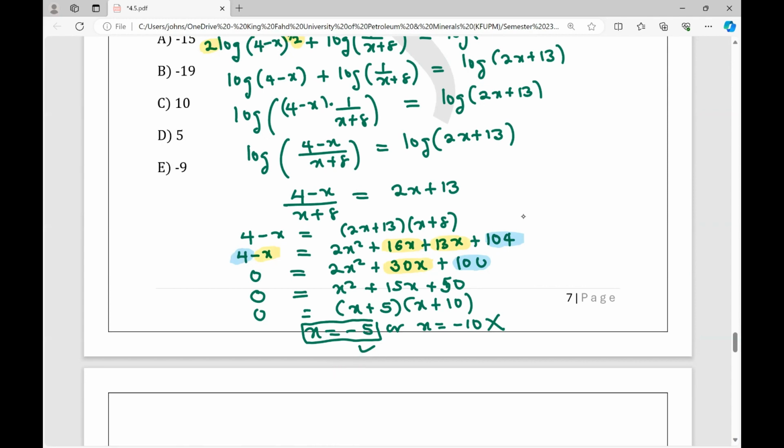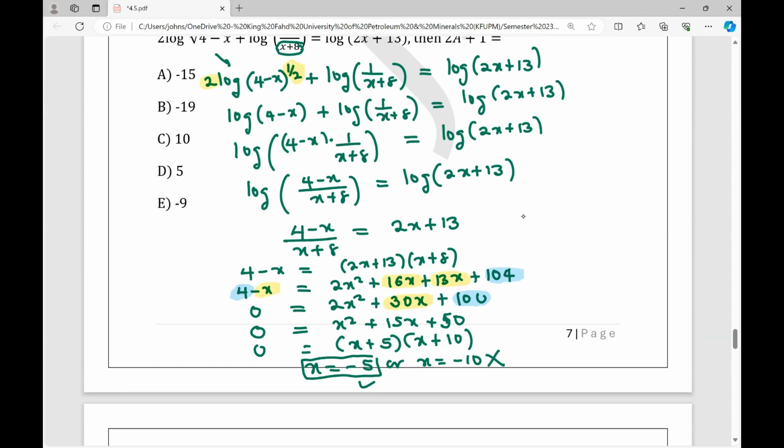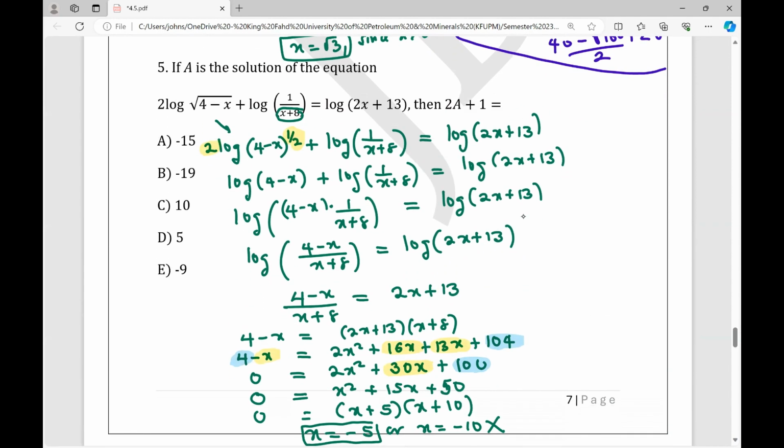So what that means is, if you look here, it said A is the solution, right? So what it means is that our A is equal to minus 5. So you have 2 times minus 5 plus 1. And this is nothing but minus 10 plus 1. So this is actually minus 9. So the answer is not A, but E.